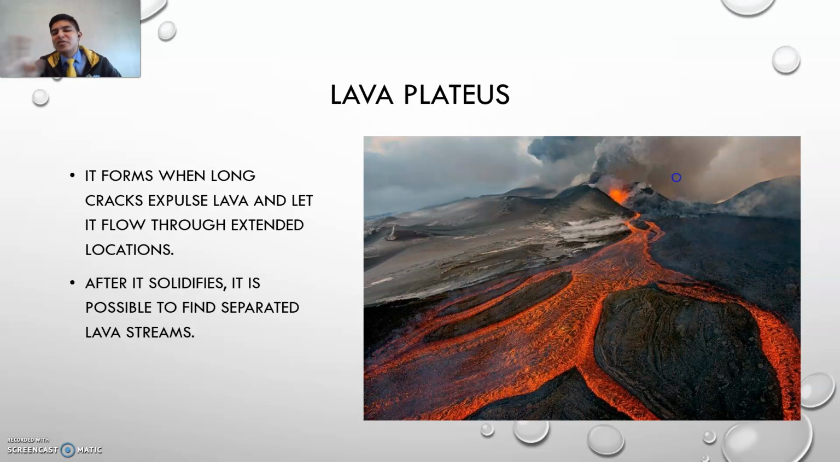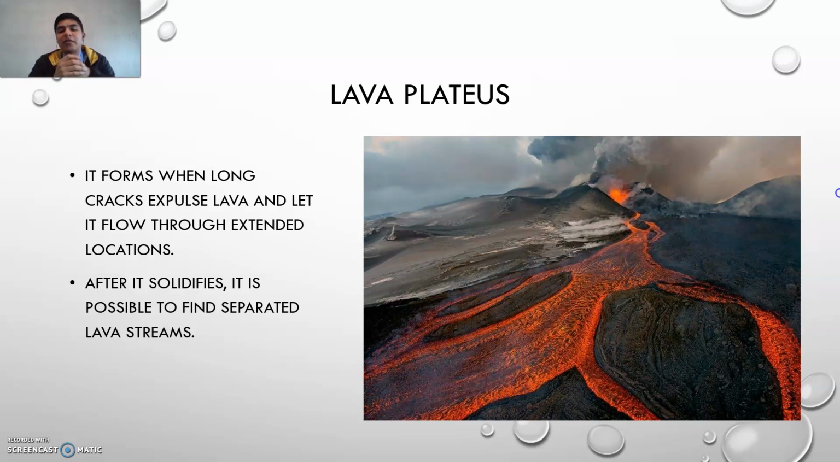And right now we're not talking about volcanoes anymore, but about a structure that is similar to a volcano. But it isn't a volcano in itself. It is known as lava plateaus. It forms when long cracks expose lava and let it flow through extended locations. So, just as you can see right here, there was a crack on the Earth's crust, and from that crack, a lot of magma was being exposed.